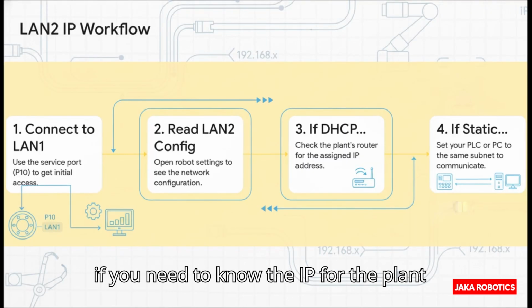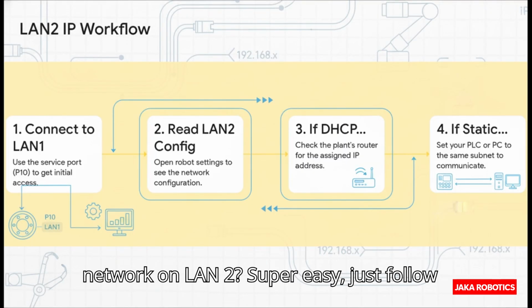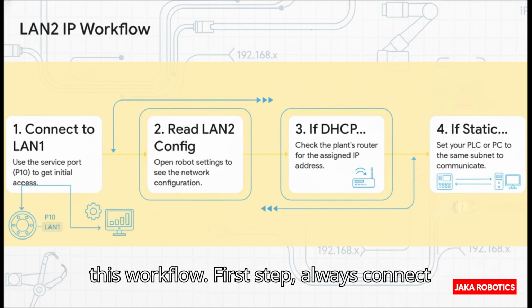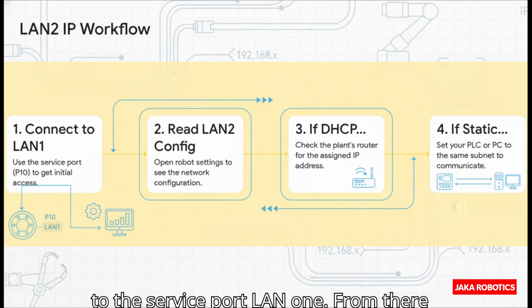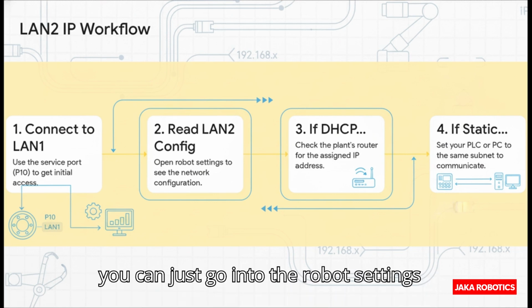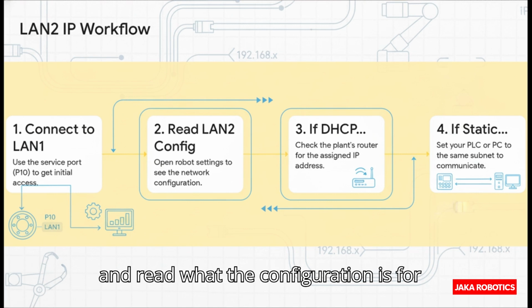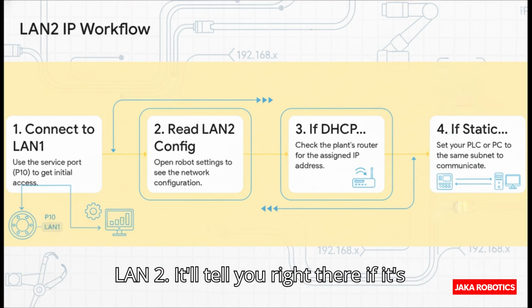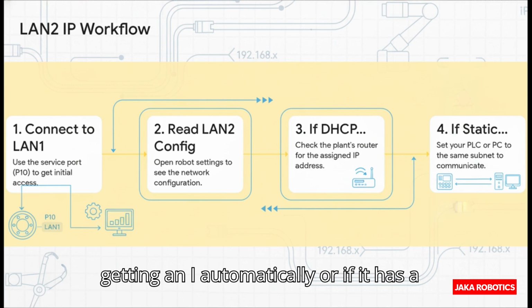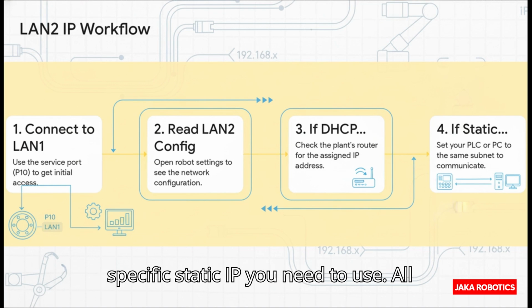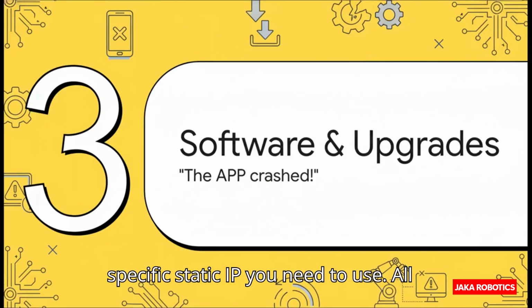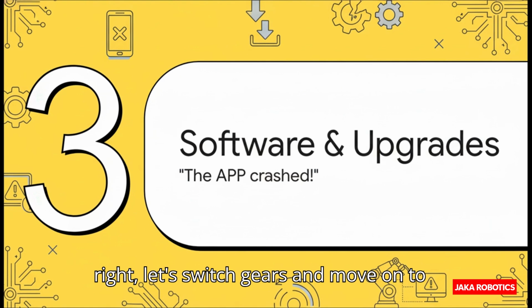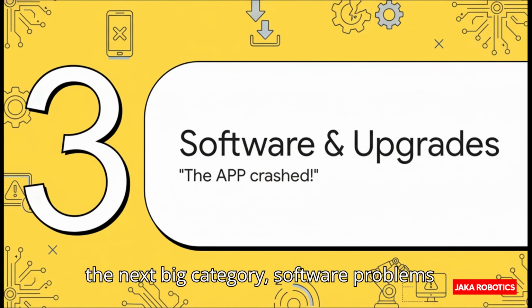And what if you need to know the IP for the plant network on LAN 2? Super easy. Just follow this workflow. First step, always connect to the service port, LAN 1. From there, you can just go into the robot settings and read what the configuration is for LAN 2. It'll tell you right there if it's getting an IP automatically or if it has a specific static IP you need to use. All right, let's switch gears and move on to the next big category, software problems.